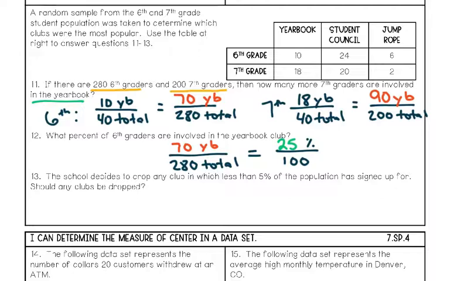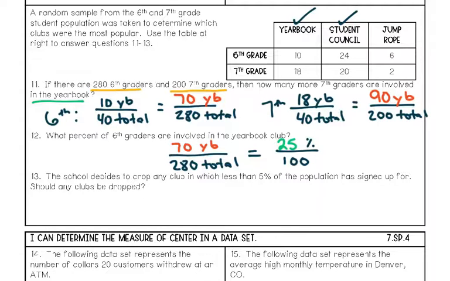For question 13, it says the school decides to drop any club in which less than 5% of the population signed up. Should any clubs be dropped? So we just did yearbook and we realized that those were more than 5%. So we're good with yearbook. We're also good with student council because they have more members in the sample that we did. So we're fine with that. The one we should be concerned about is the jump rope club.